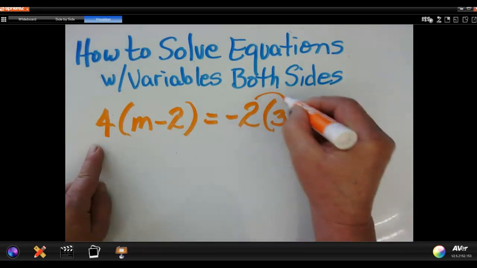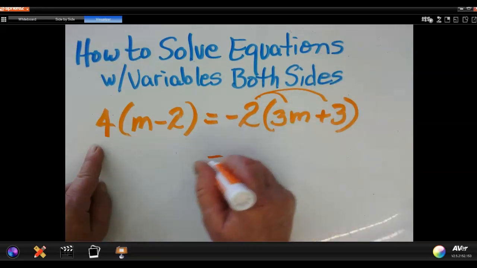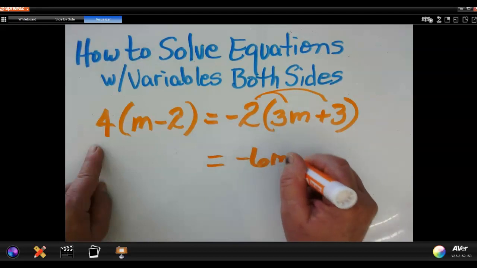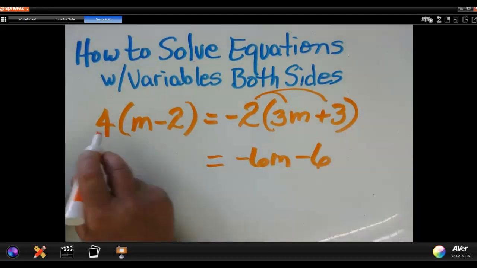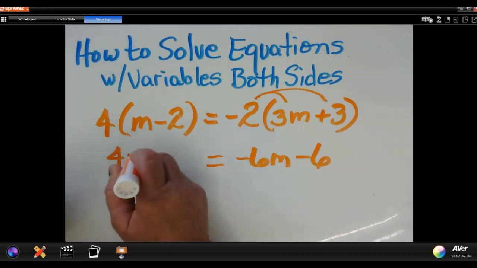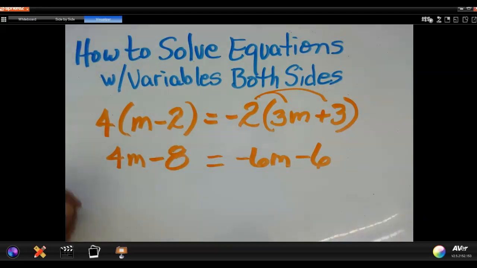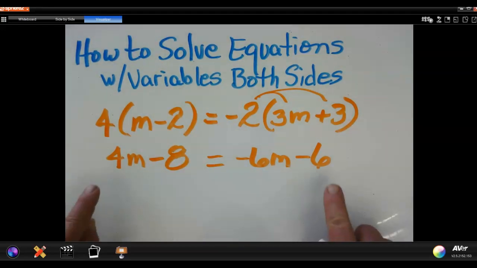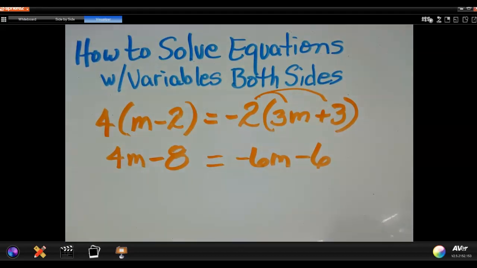So I'm going to distribute my multiplication. Negative 2 times 3m is negative 6m, and negative 2 times 3 is negative 6, and then 4 times m is 4m, and 4 times negative 2 is negative 8. So there you see that now we have a problem that we can solve using the procedure that I just showed you. See you in the next video.